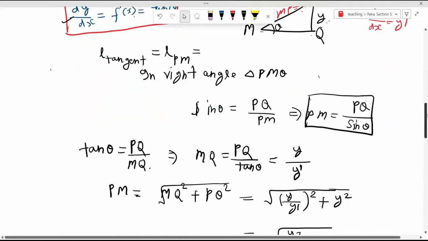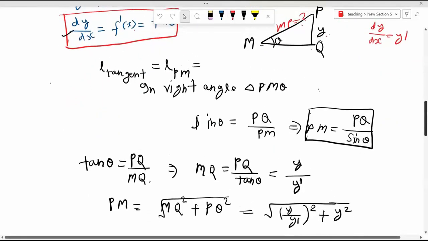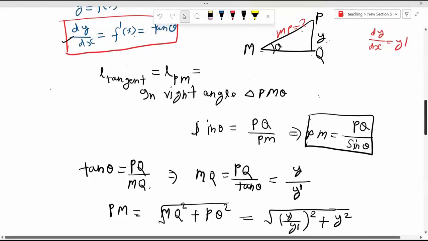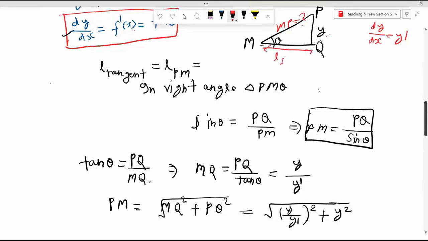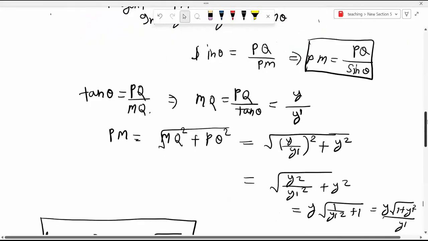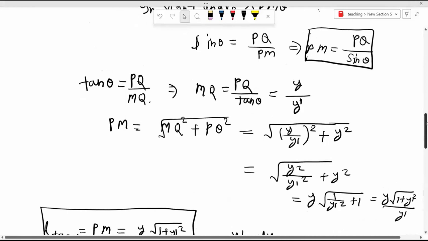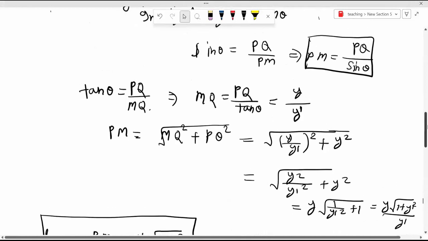For finding the value of MQ, we apply tan of theta. Tan of theta becomes PQ upon MQ. On transposing, the value of MQ is y upon y dash. And this MQ gives the length of the subtangent, in the known terms y and y dash. Now PM is equal to under root of (y upon y dash) square plus y square. On solving, we get the length of the tangent.